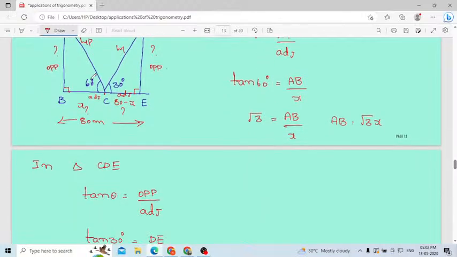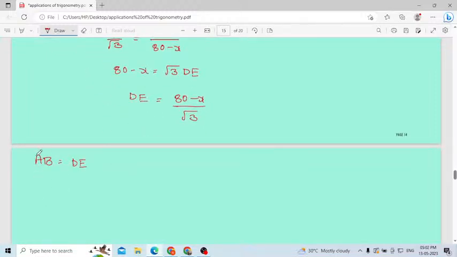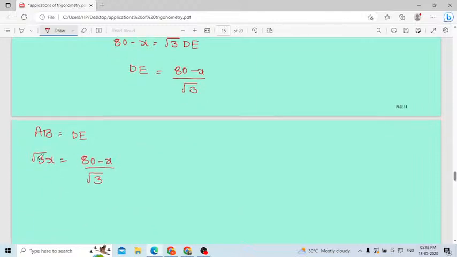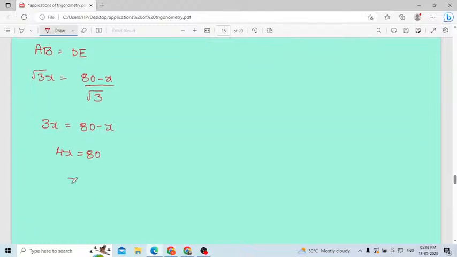What is the AB value? Root 3x. What is the DE value? DE value we have here. AB value is root 3x. DE value is 80 minus x divided by root 3. Here also cross multiply. Root 3 squared is nothing but 3, so 3x will be equal to 80 minus x. Take the x term to one side. Then 4x will be equal to 80. Then x will be equal to 20.